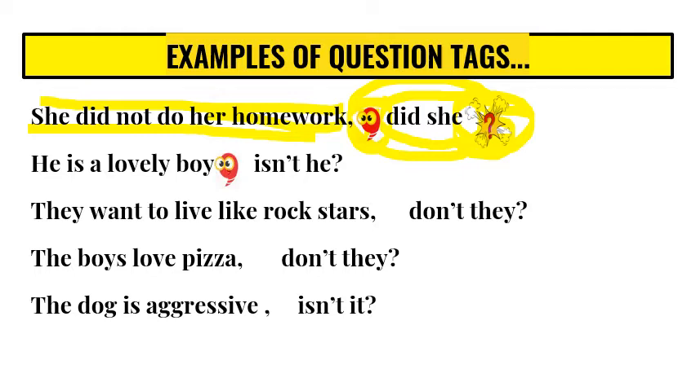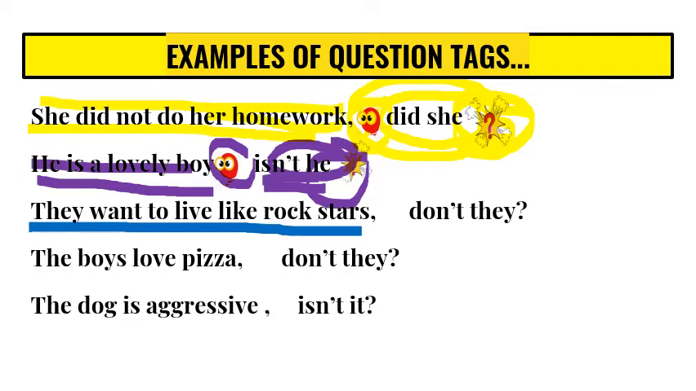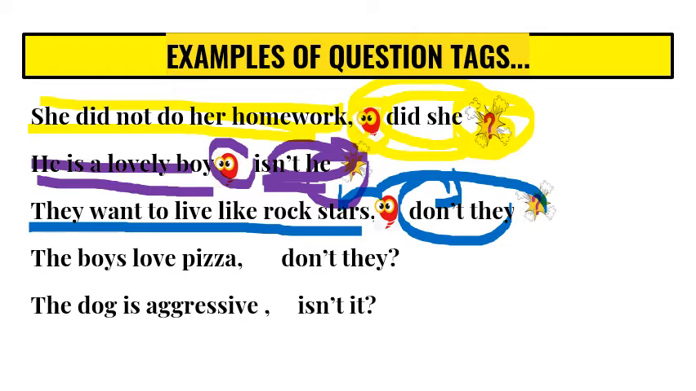So, he is a lovely boy, isn't he? There you can see I am again making a statement. He is a lovely boy. This is what I believe to be true, but I want you to agree or disagree with me. That's why I add my little question tag, comma between my statement and my question tag, ending off with a question mark. They want to live like rock stars. So here is my statement. I want you to agree or disagree with me. That's why I have my tag, comma between my statement and my tag, ending off with a question mark.